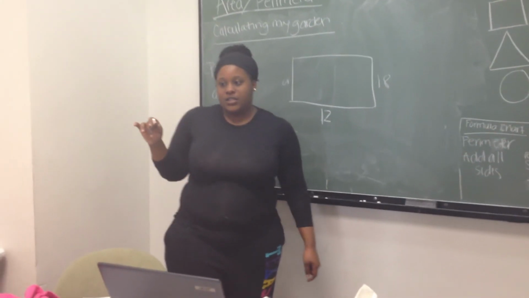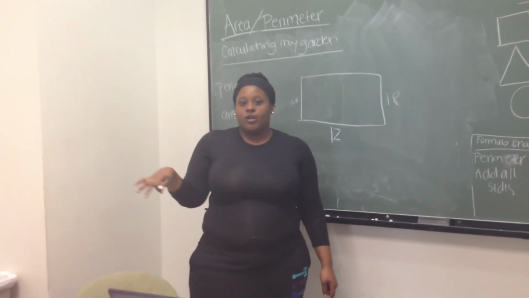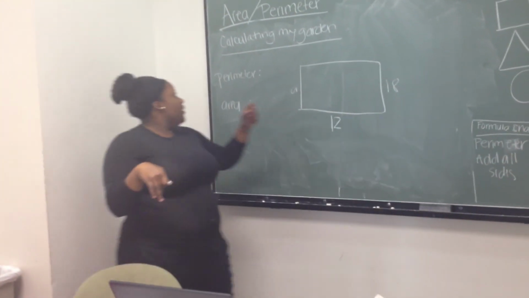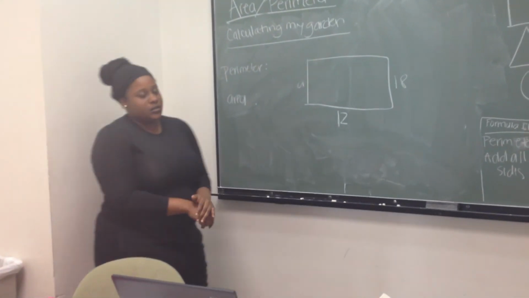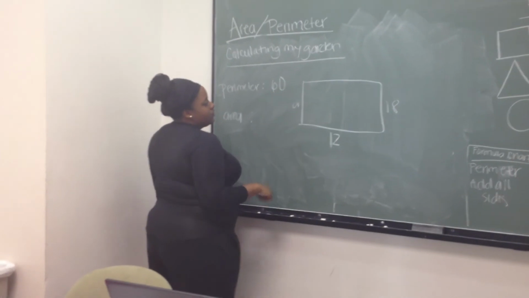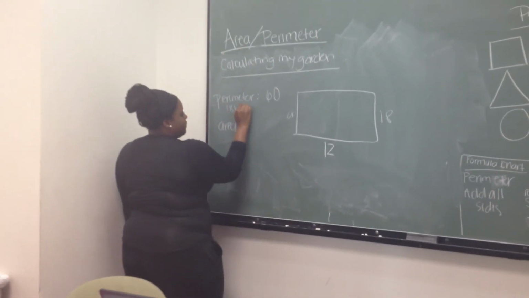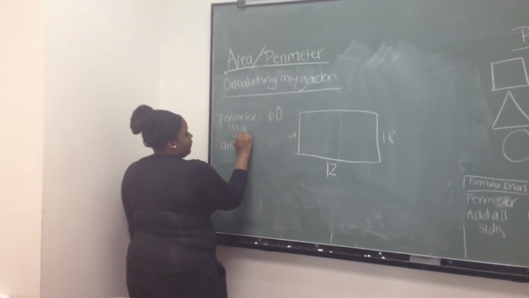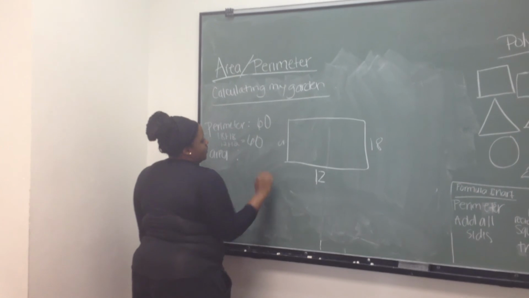Okay, let's see. Group 2, what is the perimeter for the garden? 60. And how did you come up with 60? We added 18 plus 18 plus 12 plus 12. And that got you 60.